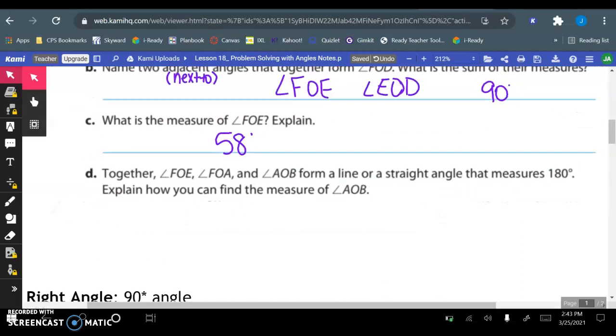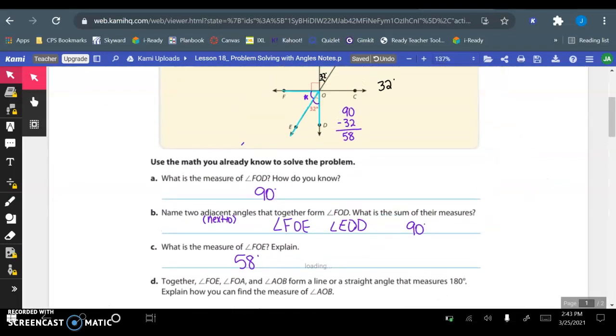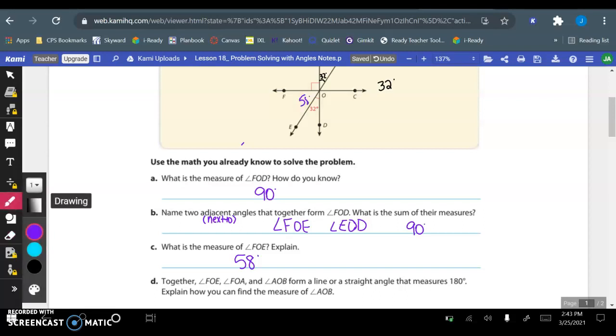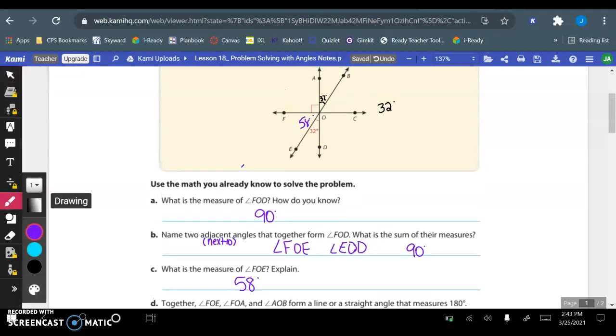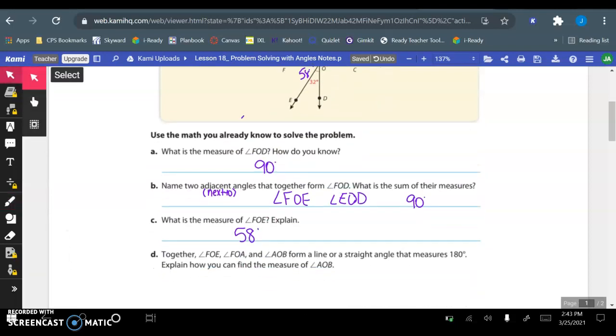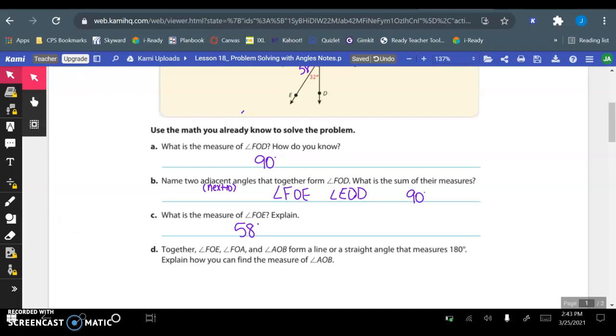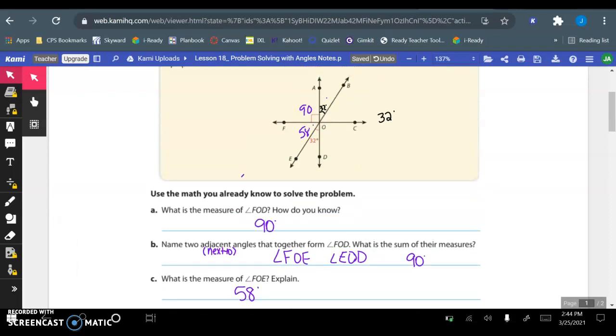And then it says together FOE. Let's see if I can put both of these in the picture so we can label what we're talking about. So let me erase all of this. FOE, which is 58 here. FOA, which is that 90 here. And AOB right here, that's already labeled 32, form a line or a straight angle that measures 180 degrees. Explain how you can find the measure of angle AOB.